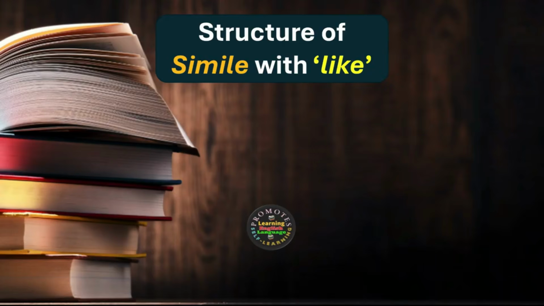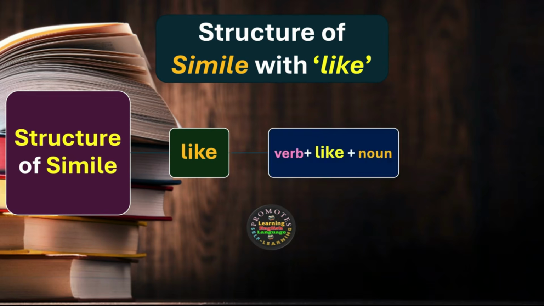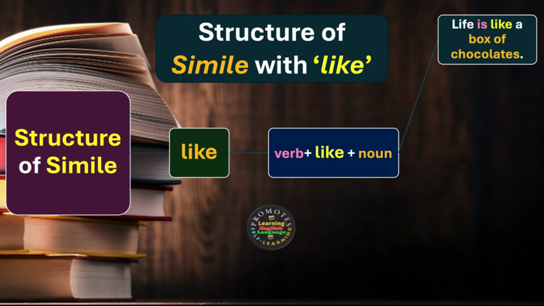A structure of simile with like. Let us take the word like, and see how we can use it. The structure is like this. We must have a verb. After the verb we have the word like, and then we have a noun. How can we use this structure in a sentence? Look at the first example. Life is like a box of chocolates. So we have is, the verb. After the verb we have the word like, and then we have a noun, a box. And then we can have other words according to your imagination.